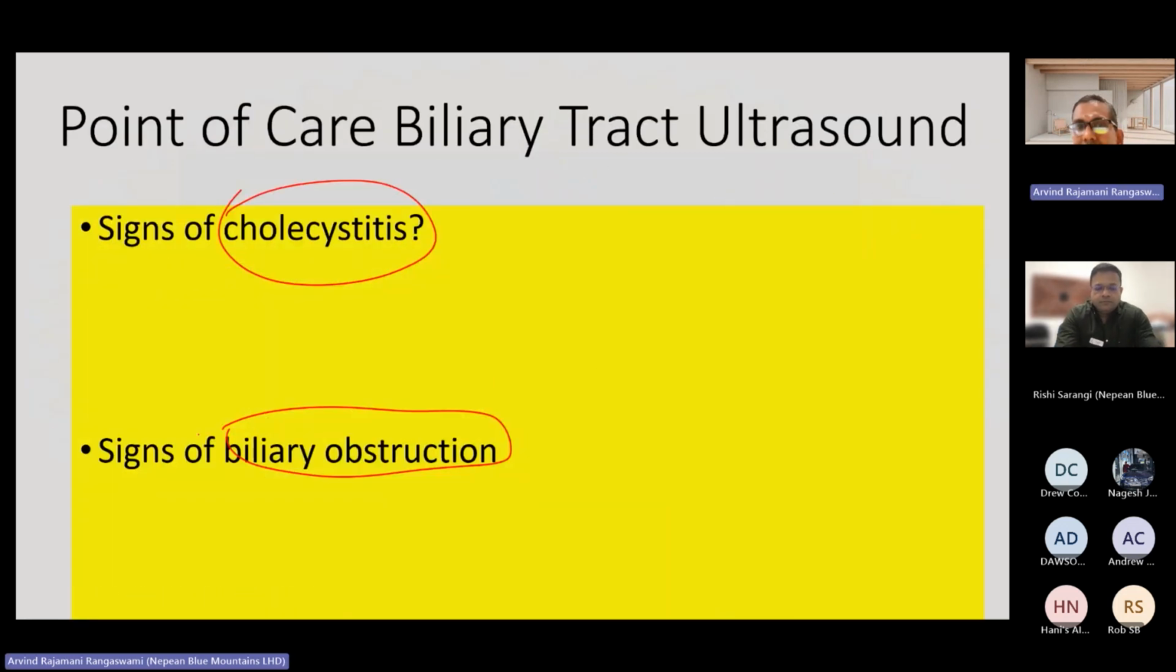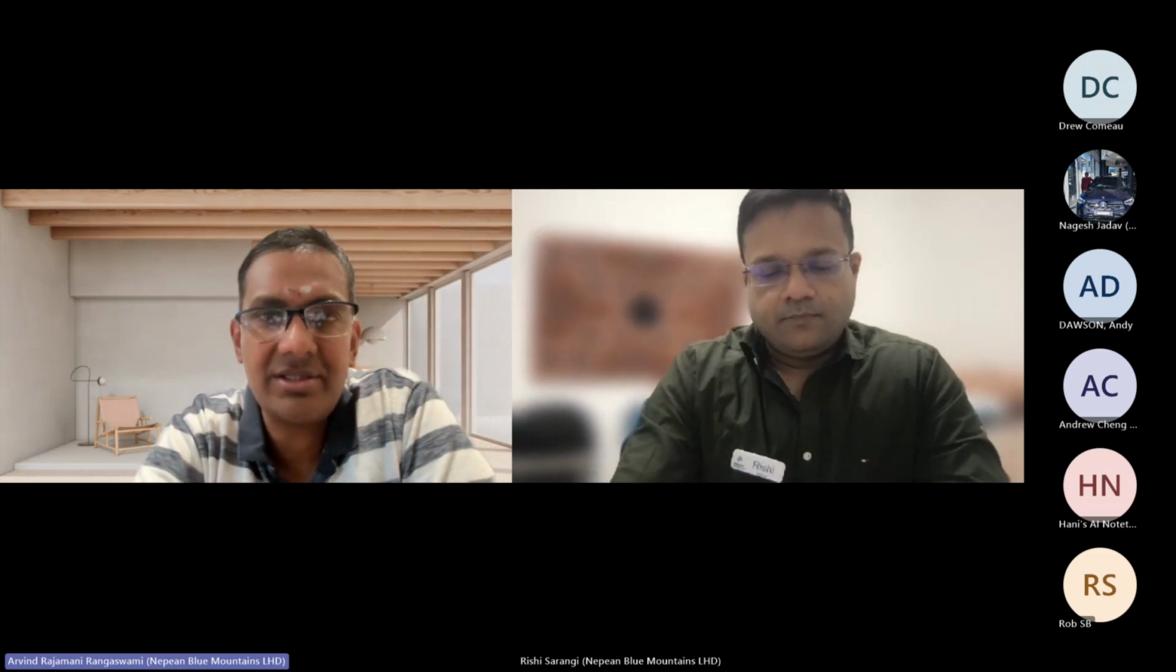Now, can I ask you? Can you all unmute? What are the signs of cholecystitis? Pericholecystic fluid. Okay, so you're saying pericholecystic fluid because cholecystitis is inflammation of the gallbladder. Any inflammation is going to cause fluid around that structure. So inflammatory edema or pericholecystic fluid, which is water around the gallbladder.